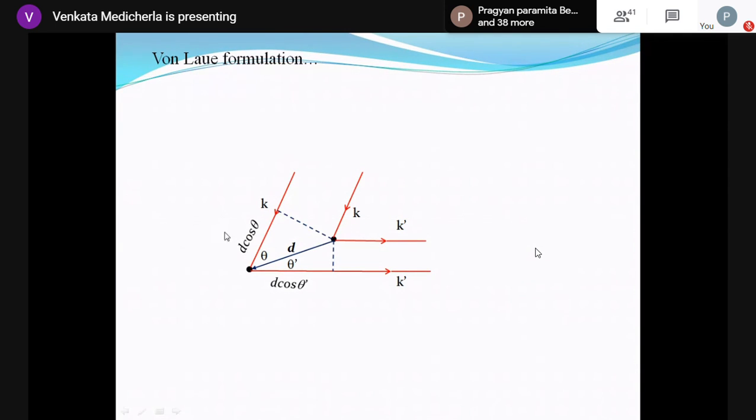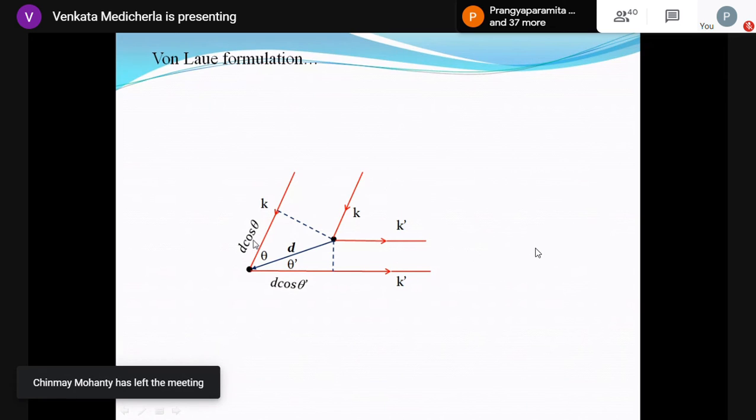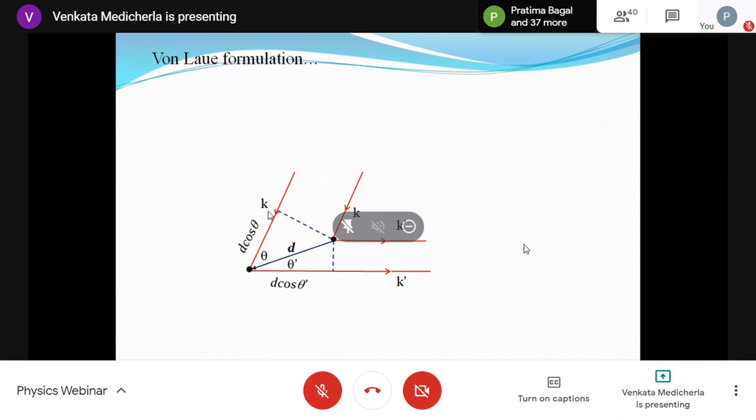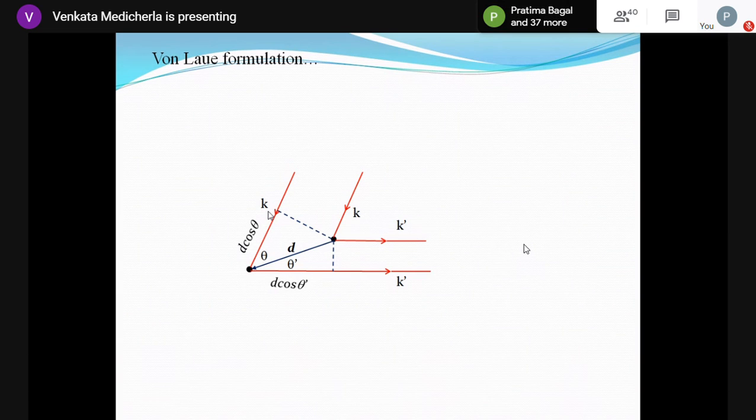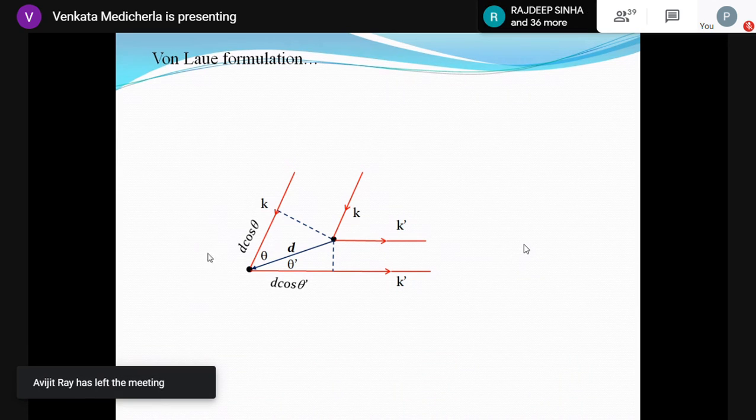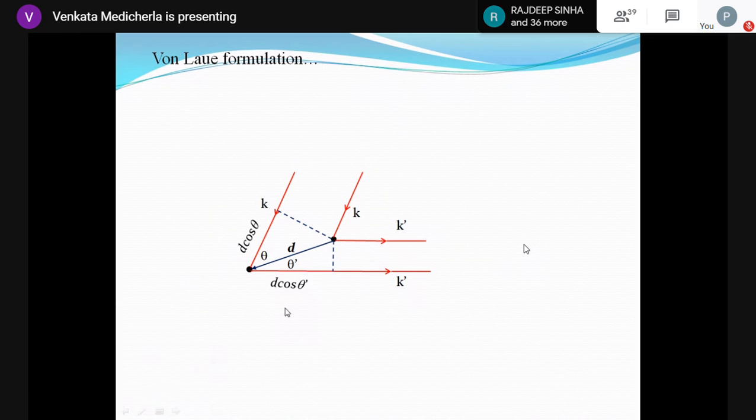So d cos theta can be written as d vector dot k cap. k cap is the unit vector in that direction. That will become magnitude of d into magnitude of k cap, that is 1. That is d cos theta. Similarly, for this one, you cannot write it as d dot k cap prime, but you should write it as minus d dot k cap prime, because the angle has a problem here.